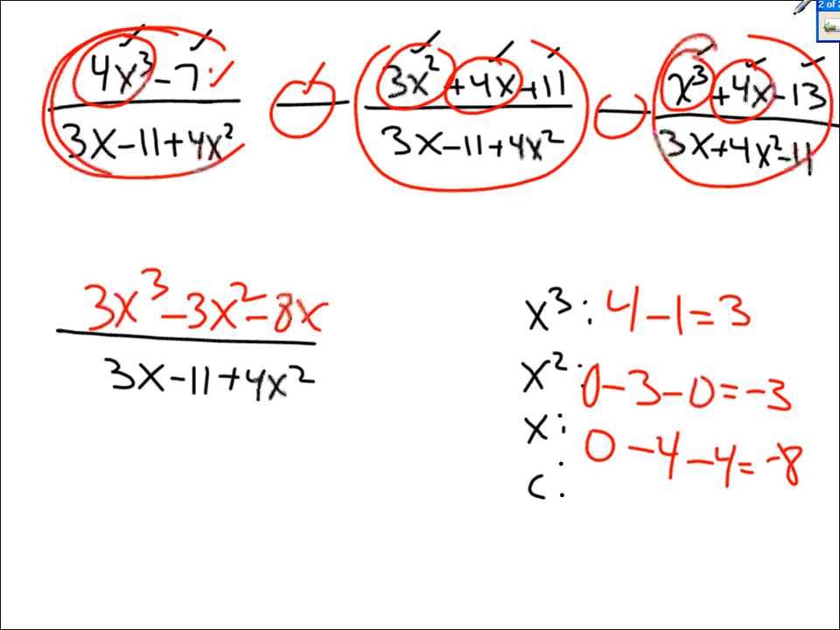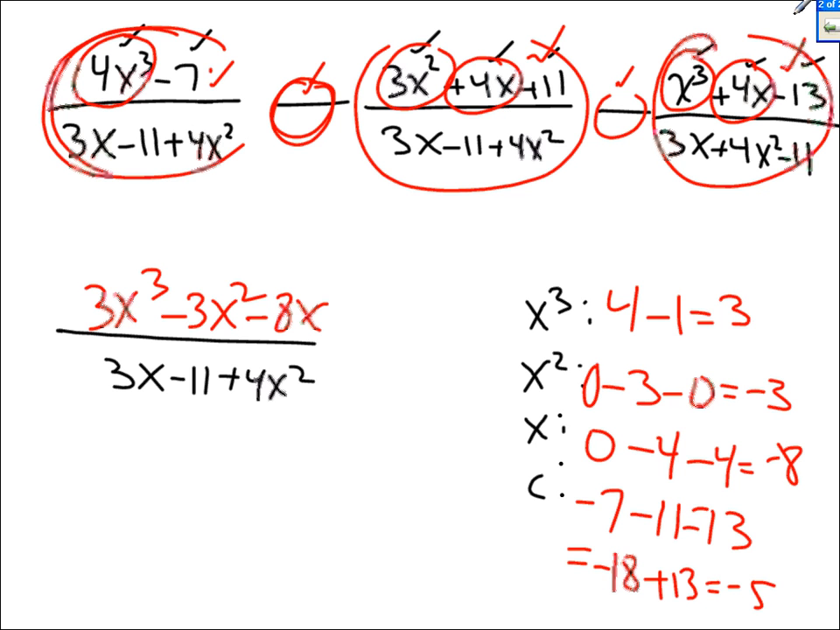Constants: negative 7 minus 11 minus negative 13. Negative 7 minus 11 is negative 18. And instead of taking away a negative 13, you add 13, which gives negative 5. And there is your answer.